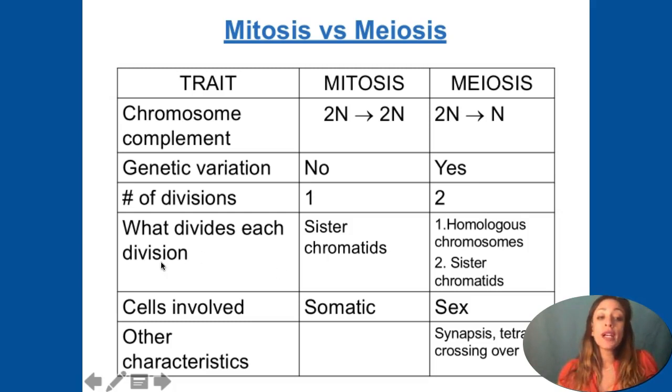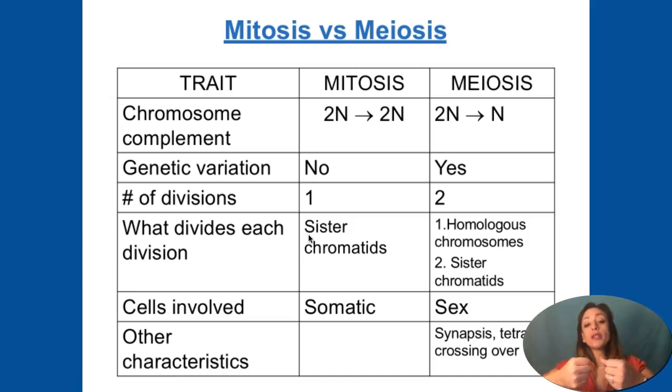And what divides during each division? So mitosis, since we only have 1 division, there's only that 1 part during anaphase where the sister chromatids get pulled apart. Whereas meiosis, we have 2 divisions. So the first division is actually separating those homologous chromosomes, or those tetrads get pulled apart. And then the second division is when we actually separate our sister chromatids. The cells that are involved in mitosis, we have our body cells, our somatic cells, which are every cell besides your gametes. The cells that are involved in meiosis are going to be your gametes, which are known as your sex cells.